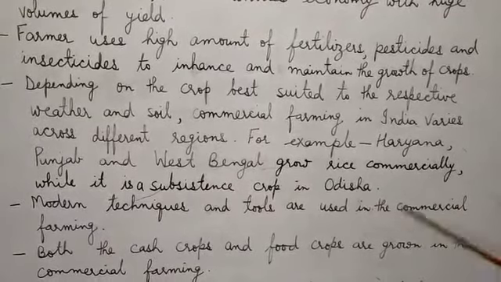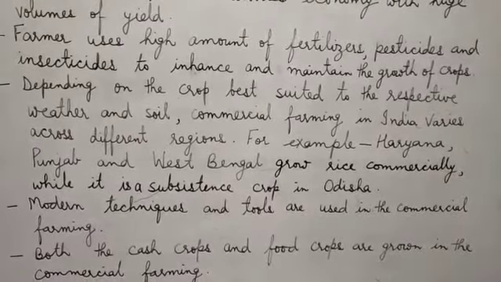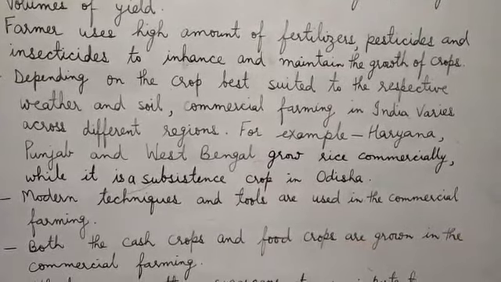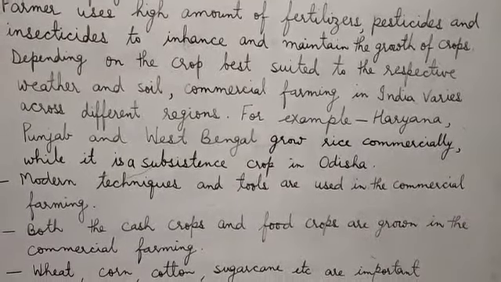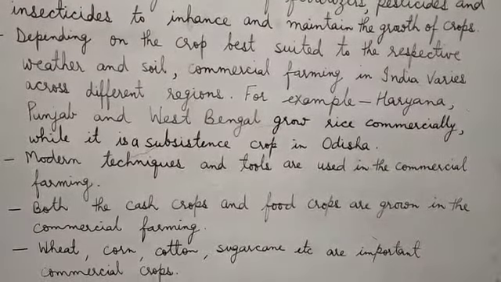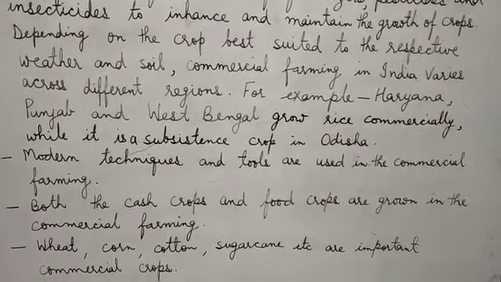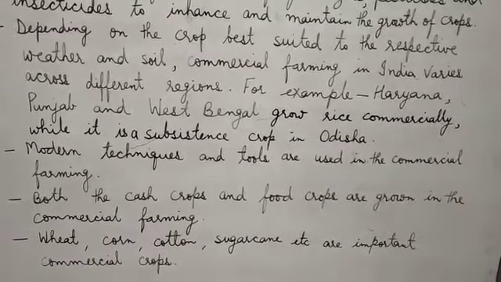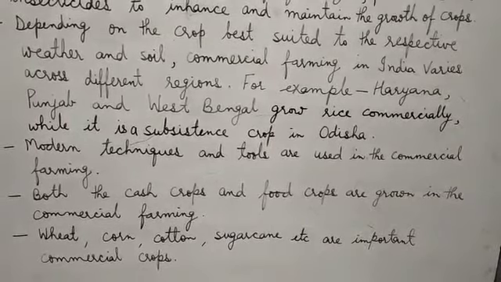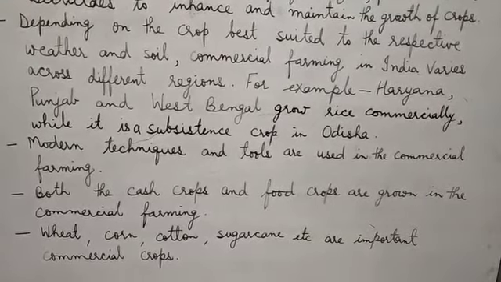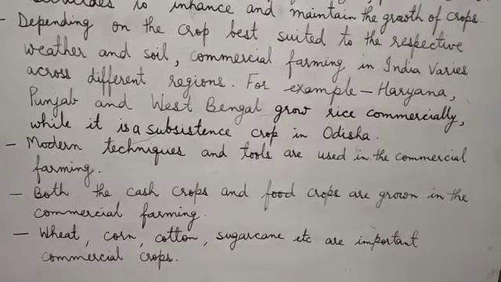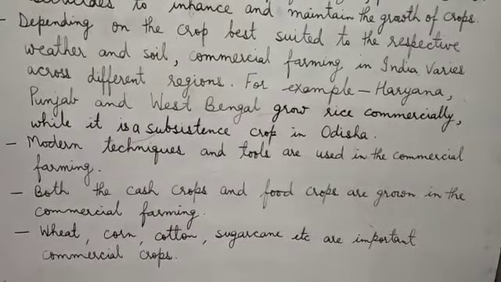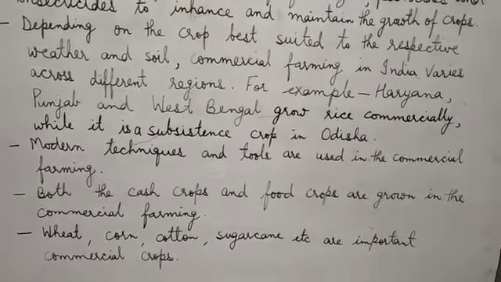The next feature of this farming is that the farm operations, as I told you, are highly mechanized. Modern tools, techniques and machines are used in commercial farming. Next, in this kind of farming, both cash crops, the crops which provide ready cash to the farmers, and food crops are grown. Apart from rice, we also have other crops like rubber, wheat, corn, cotton, sugarcane and banana. They are all important commercial crops grown in India.